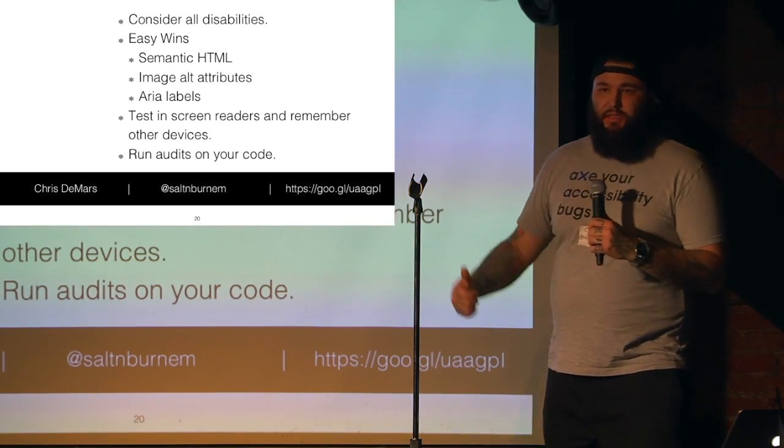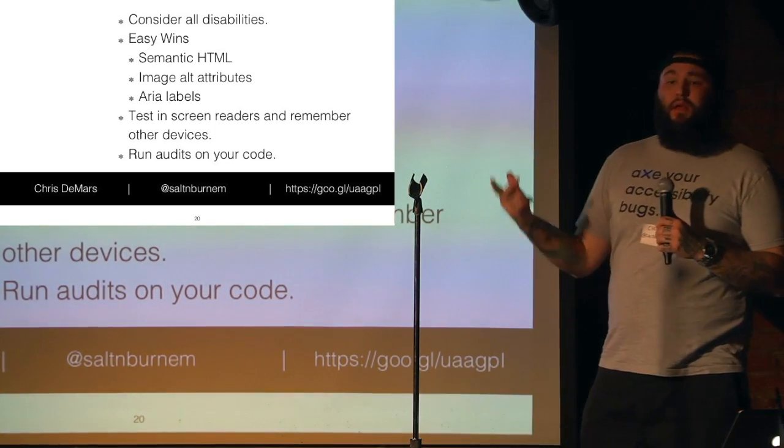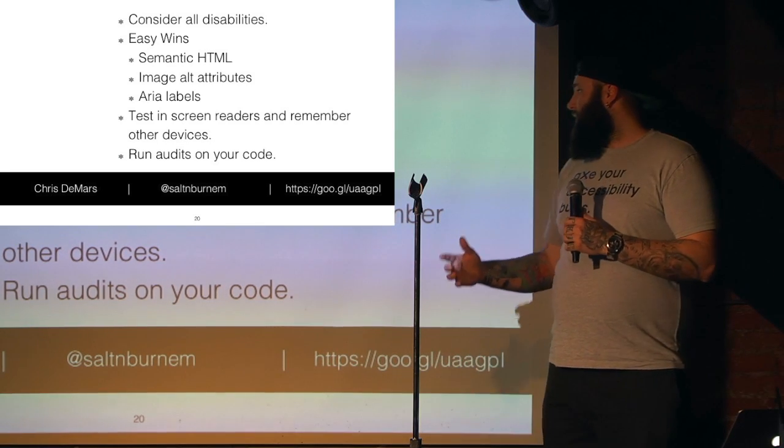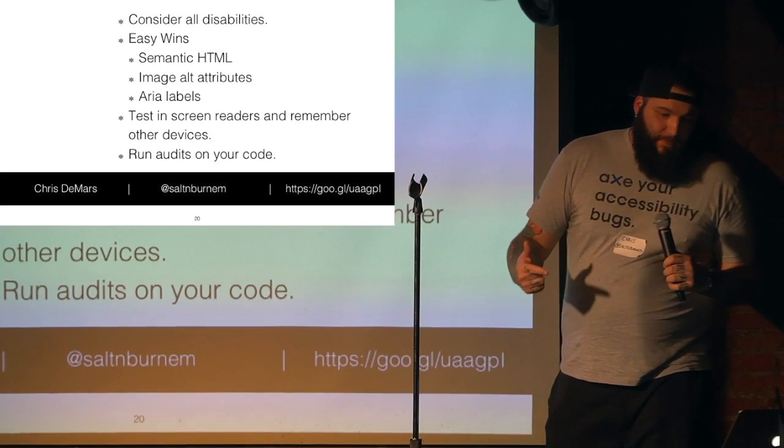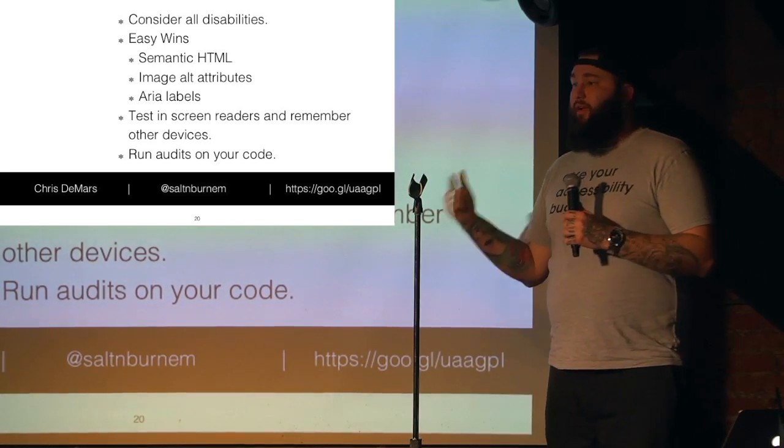Some takeaways I have for you. Consider all disabilities. Easy wins like semantic HTML, image alt attributes, ARIA labels. Test in screen readers and remember other devices. Run audits on your code. And most importantly, remember that accessibility is for everyone. Thank you.